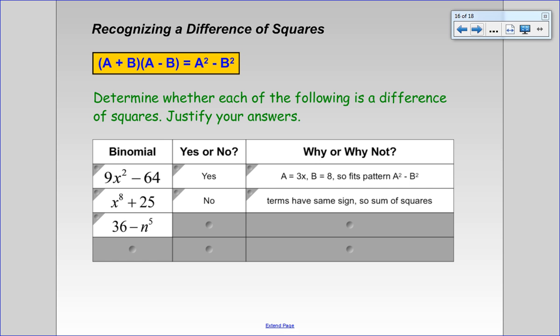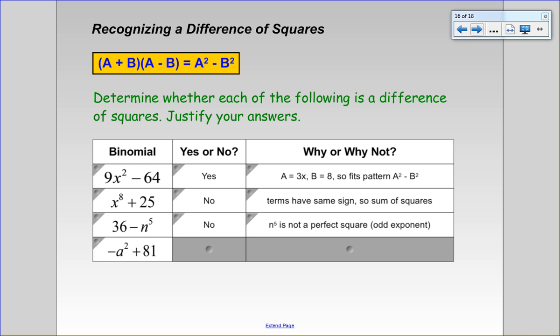Next, we have 36 minus n to the 5th. In this case, the first term, 36, is definitely a perfect square, and we see the minus sign. However, n to the 5th, since we have an odd exponent on our variable, that term is not a perfect square. So this binomial is not a difference of squares because of that odd exponent.